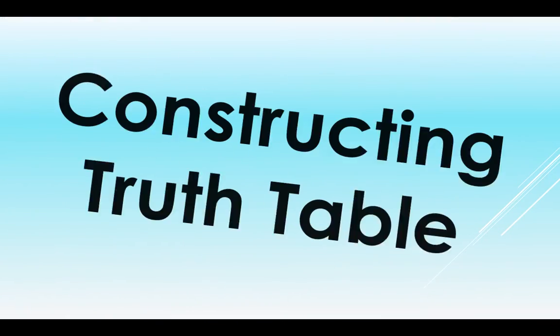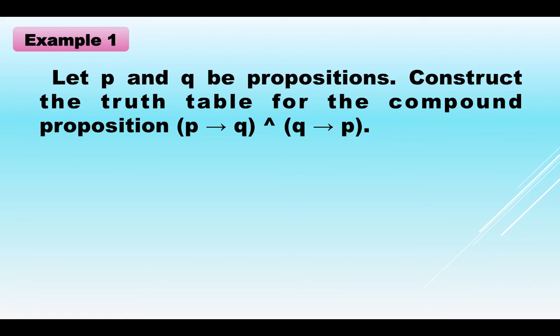So, ang i-discuss ko is paano ba gawin ang truth tables using the given propositions or number of propositions. Okay, example. Let P and Q be propositions. Construct the truth table for the compound proposition P implies Q conjuncts Q implies P. That's how we read this given, let's say, equation.